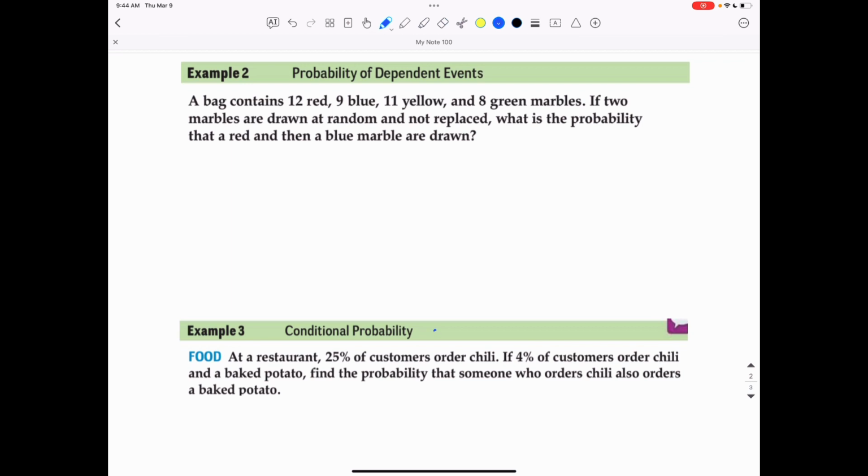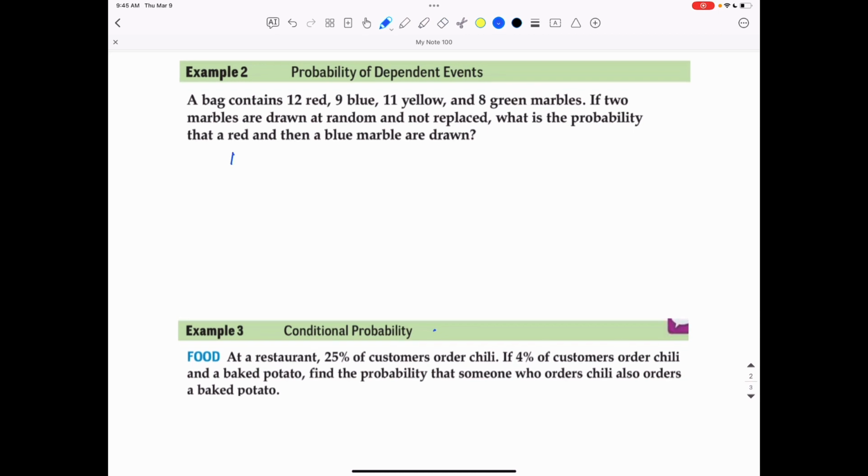So if a bag contains 12 red, 9 blue, 11 yellow, and 8 green marbles, and 2 marbles are drawn at random and not replaced, what's the probability that a red and then a blue is drawn? So we're trying to find the probability that we get a red and then a blue. There are 40 marbles in this bag. We can see that by adding all the marbles of each color together. The probability that you get a red is going to be, there are 12 red marbles in the bag out of the 40 that are in the bag.